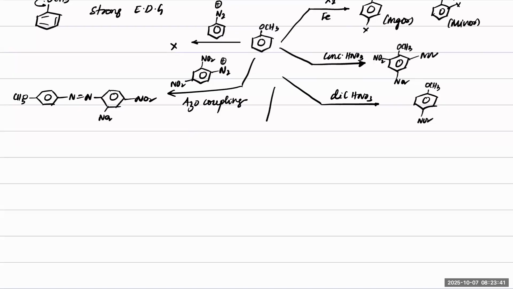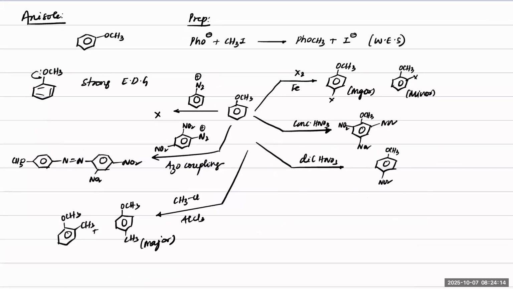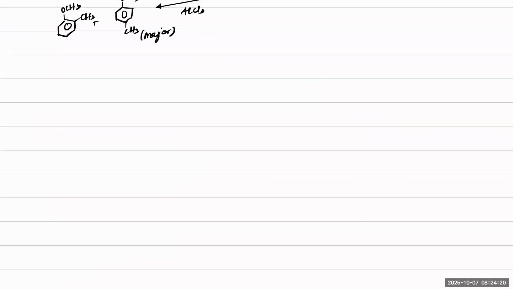Not just that, it can also participate in Friedel-Crafts reaction. So if you have CH3Cl in the presence of AlCl3, you can definitely get OCH3 and CH3 at the para position, and OCH3 with CH3 at the ortho position, and yes, this is major. That's it. This is about anisole reactions that you need to know. Correct? Now, let's talk about phenols.